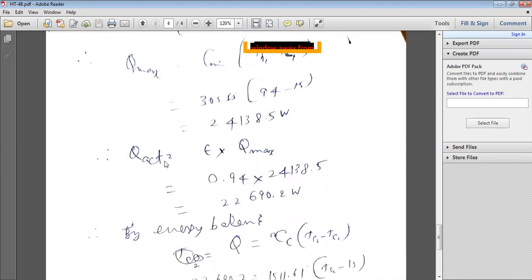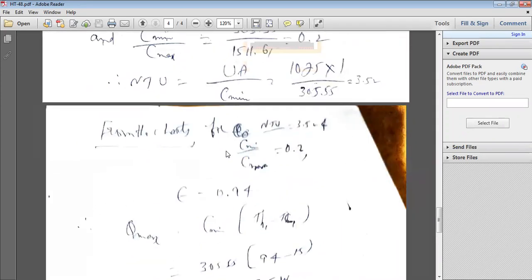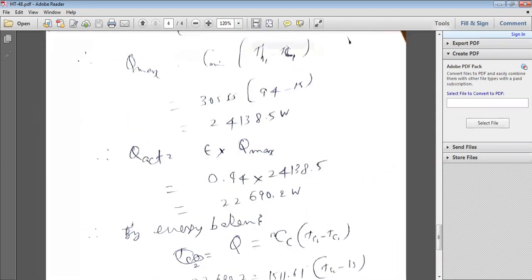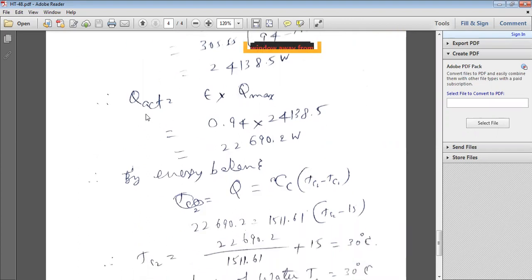Therefore, actual heat transfer rate Q actual is equal to effectiveness epsilon into Q max. So effectiveness taken from the chart is 0.94. So effectiveness 0.94 into the maximum heat transfer rate 24,138.5, then you are getting the actual heat transfer rate as 22,690.2 watts.